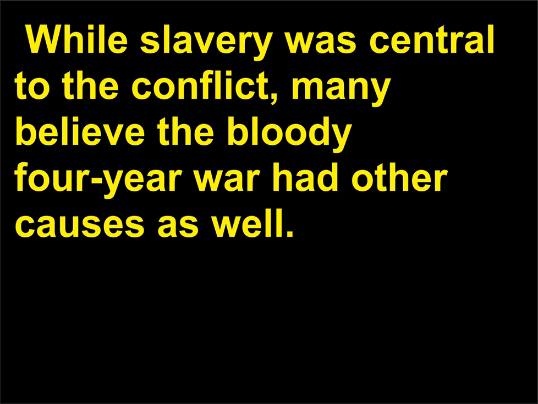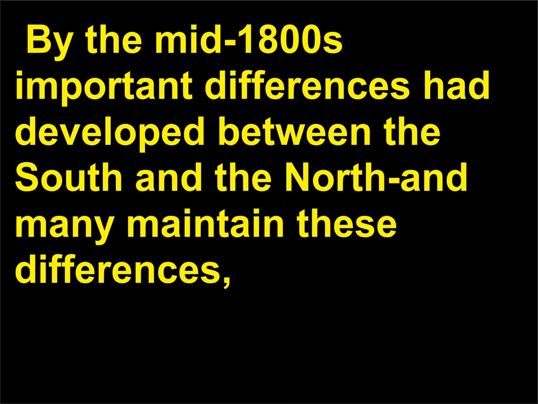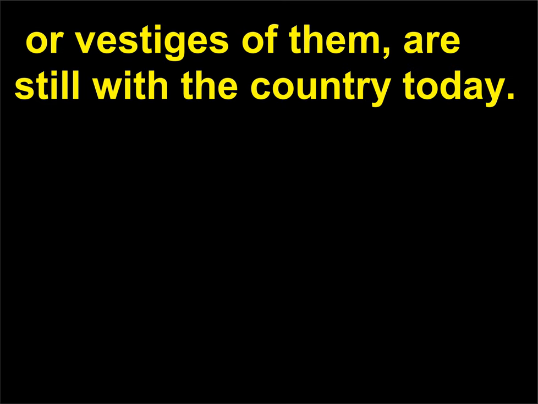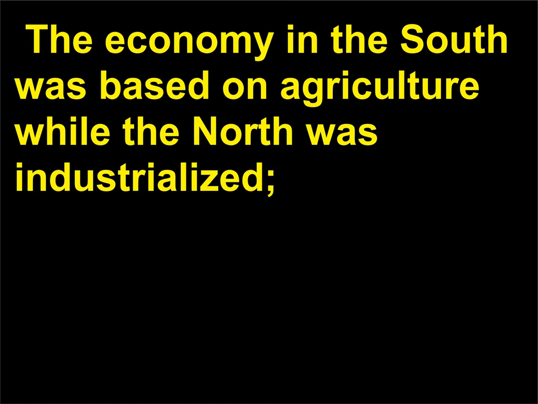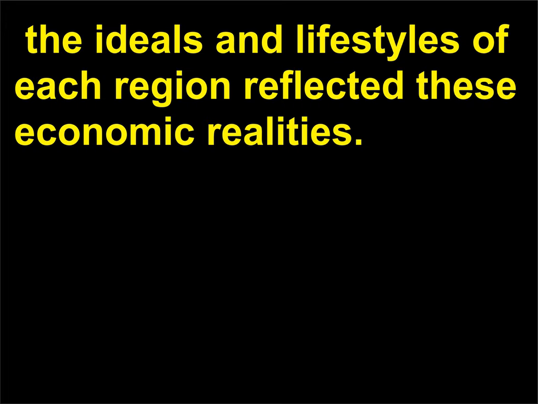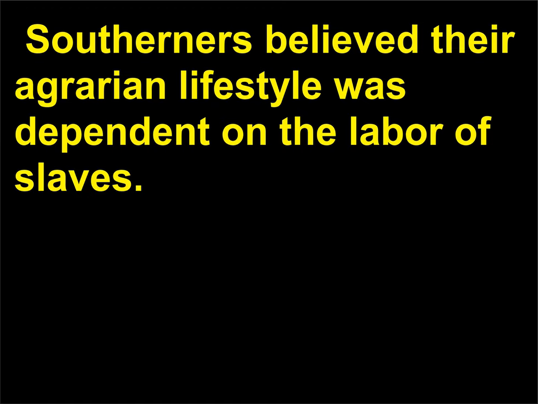By the mid-1800s, important differences had developed between the South and the North, and many maintain these differences, or vestiges of them, are still with the country today. The economy in the South was based on agriculture while the North was industrialized. The ideals and lifestyles of each region reflected these economic realities. Southerners believed their agrarian lifestyle was dependent on the labor of slaves.